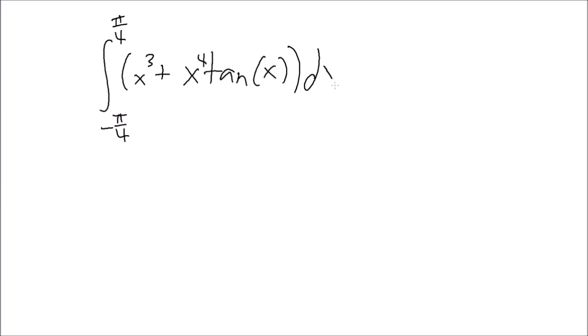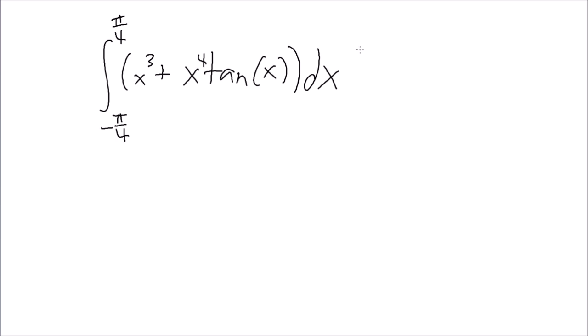Negative pi over 4 to pi over 4, x cubed plus x, times tangent of x. So what's my u and what's my du? Ha! I am indeed fooling you.